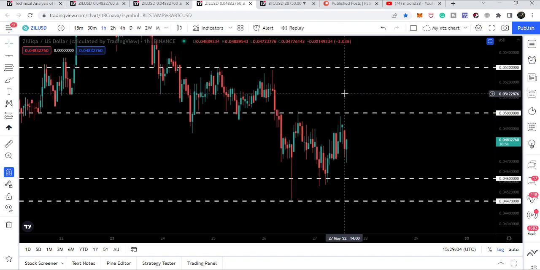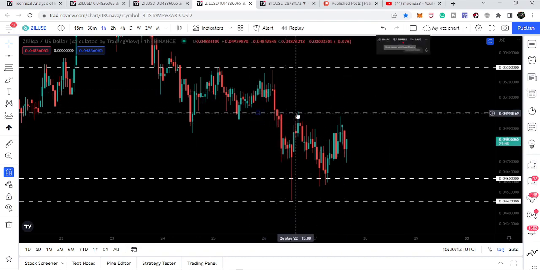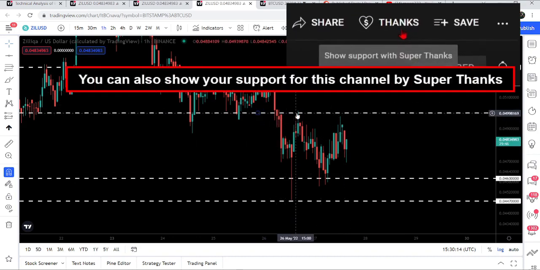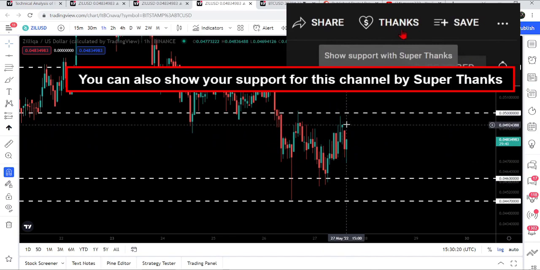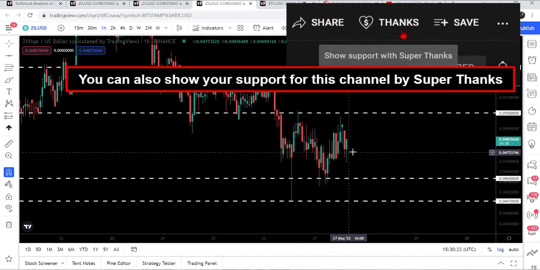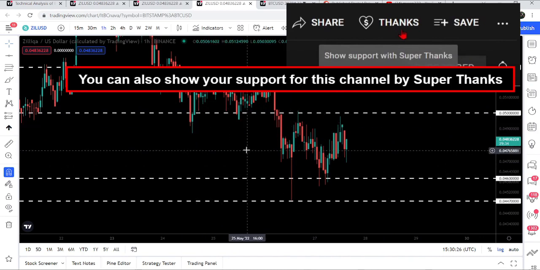Even still on the long term, you can call it a support, because we did not have any closing on the weekly time frame below this support. But here on the hourly time frame chart, we have broken it down and we have tested this support as a resistance, and we rejected and moved to the next support here, that is at 4.6 cents, and again moved up, rejected, and now we are moving between 4.6 cents to 5 cents support and resistance on this hourly time frame chart.